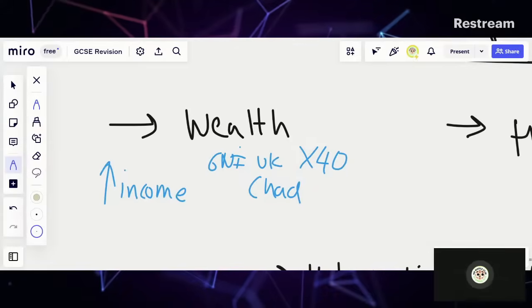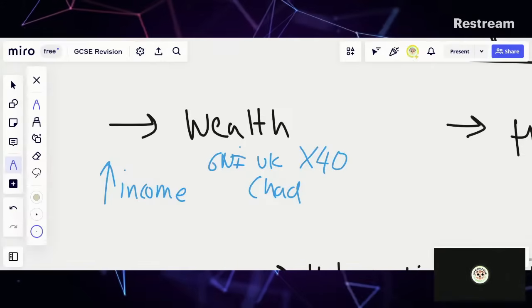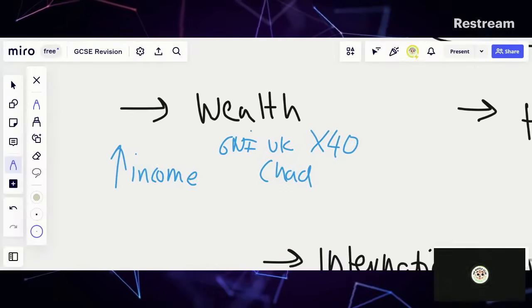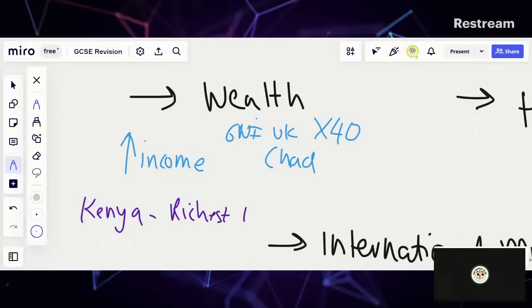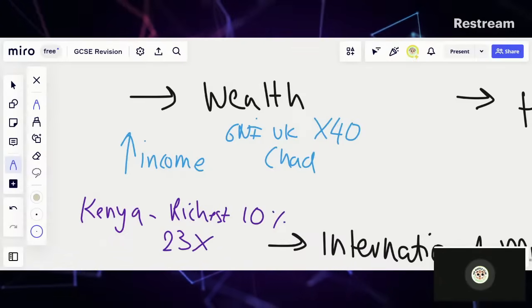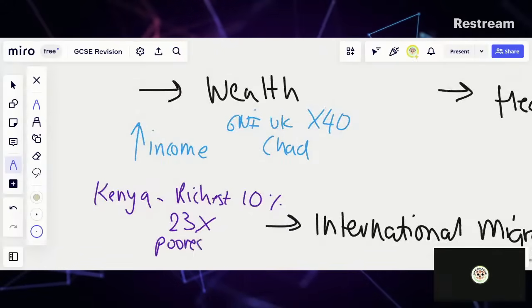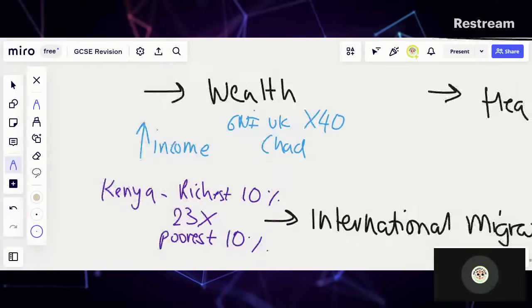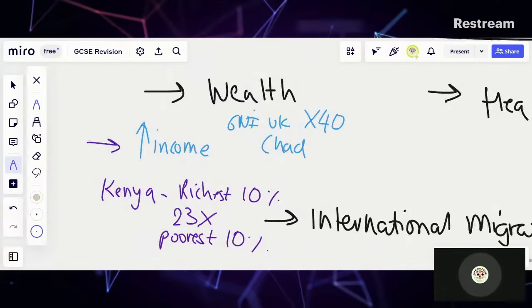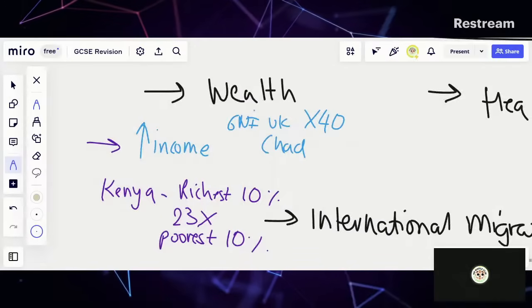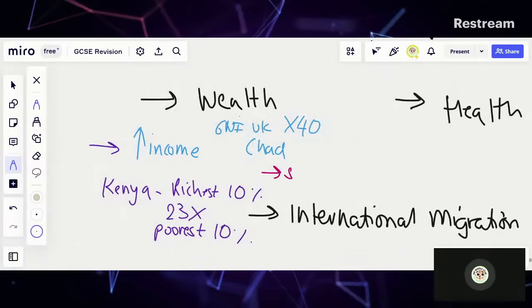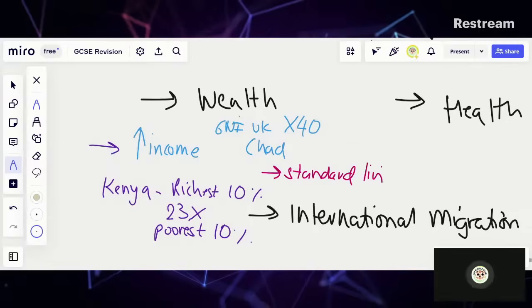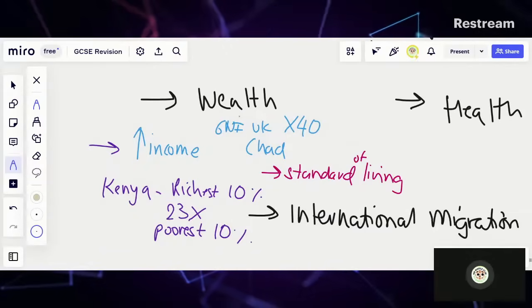Now, uneven development can also cause big inequalities within countries as well. If you look at a country like Kenya, for example, in Kenya, the richest 10% earned on average 23 times the poorest 10%. So, wealth not only causes disparities in terms of income between countries, but also disparities within countries as well. And as we've talked about, it also affects people's standard of living because if you have less money, then you tend to have a worse quality of life, because you can't afford goods and services that mean that your life can be as comfortable and as convenient.